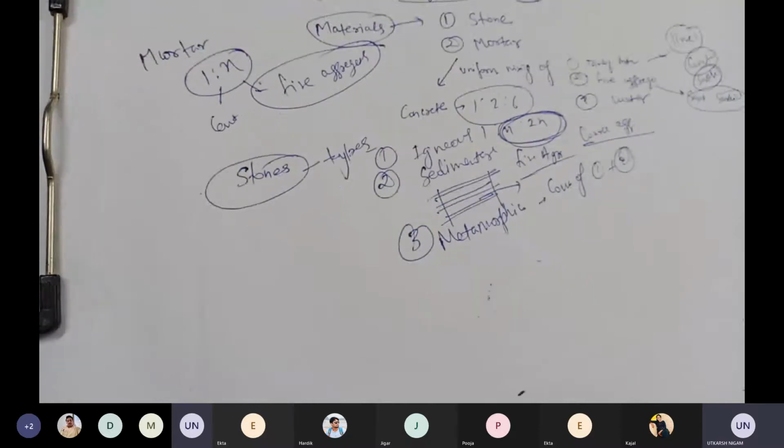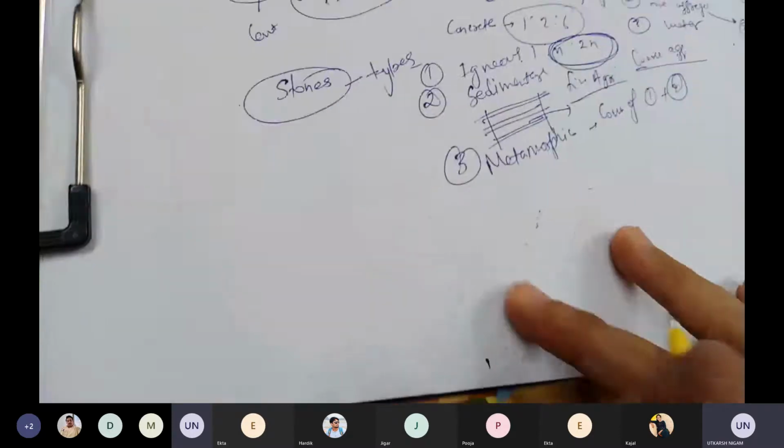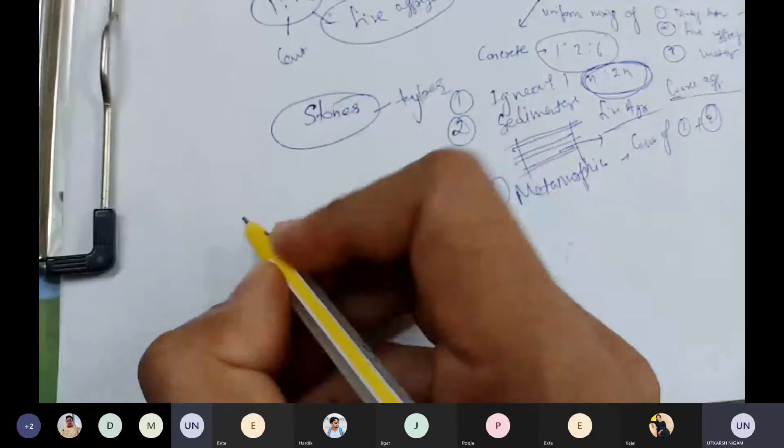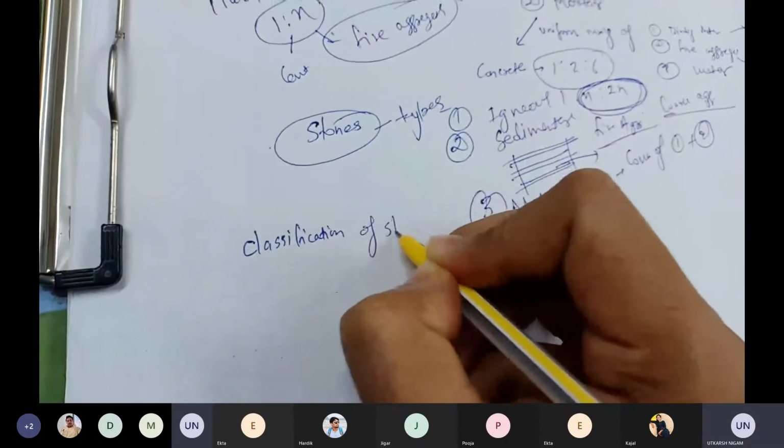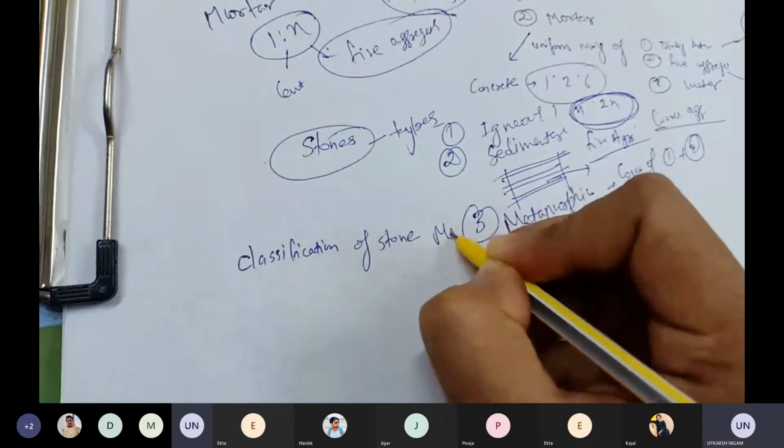Now, this portion we have already discussed. Now, the thing is the classification of stone masonry. Very important.